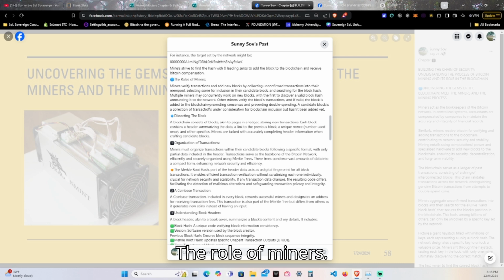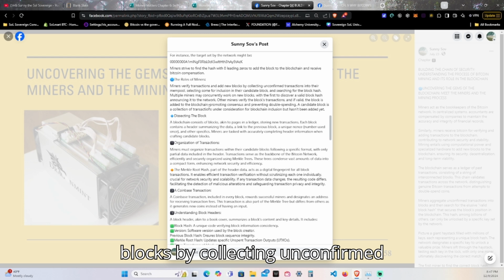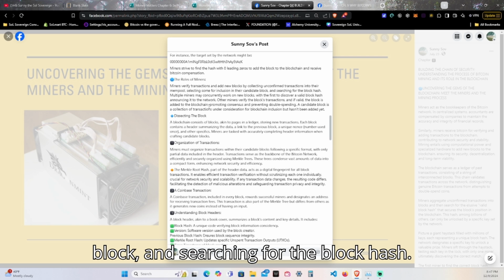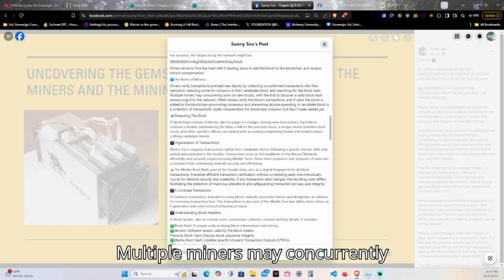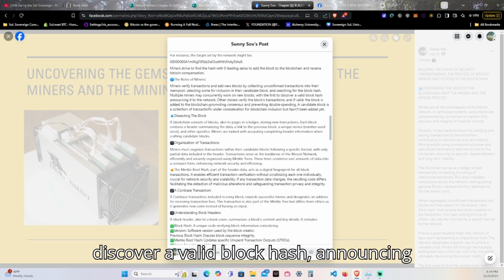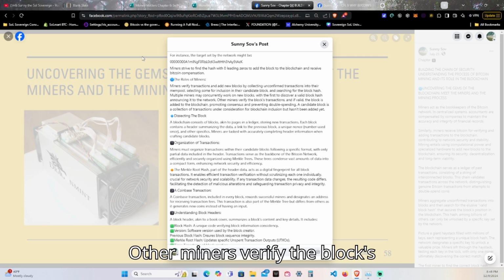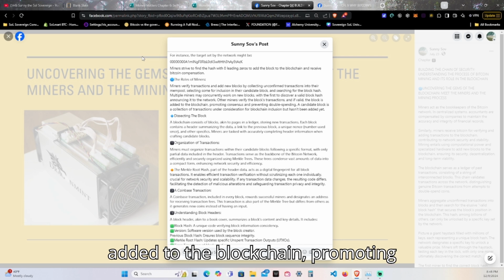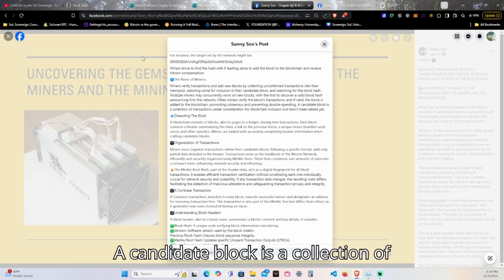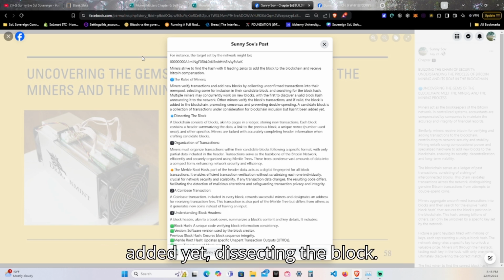The role of miners. Miners verify transactions and add new blocks by collecting unconfirmed transactions in their mempool, selecting some for inclusion in their candidate block, and searching for the block hash. Multiple miners may concurrently work on new blocks, with the first to discover a valid block hash announcing it to the network. Other miners verify the block's transactions, and if valid, the block is added to the blockchain, promoting consensus and preventing double spending. A candidate block is a collection of transactions under consideration for blockchain inclusion, but hasn't been added yet.